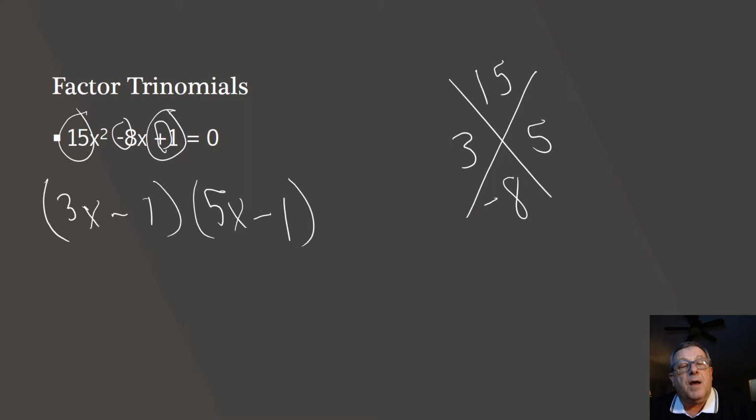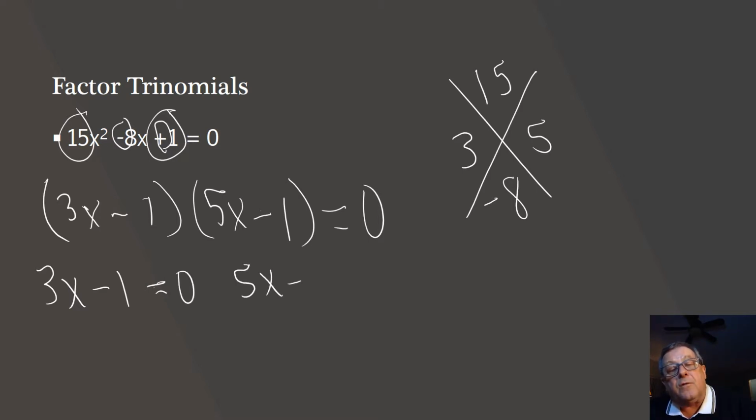Let's test that back. 3x times 5x is 15x squared. That looks good. 3x times negative 1 is negative 3x. Negative 1 times 5x is negative 5x. Negative 3x and negative 5x is going to add to negative 8x. And negative 1 times negative 1 is going to give me 1. I believe I've got it. And again, we're going to set each factor equal to 0 and solve for x. Going to get really used to setting each factor equal to 0 and solving for x.